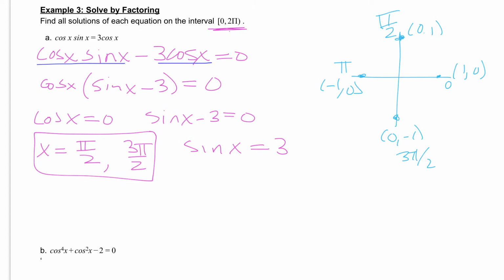If I think about the graph of sine x real quick, just to give you a visual of what's happening, remember my sine function goes between negative 1 and positive 1, and it's going to keep on going that way. And I'm looking for when the sine of x is equal to 3. So what x value gives me a y value of 3? Well, 3 is all the way up here, and as you can tell, my sine function is never going to reach that. It won't ever happen, which tells me that this will not provide me with any answers. And so the only answers I have are pi over 2 and 3 pi over 2.